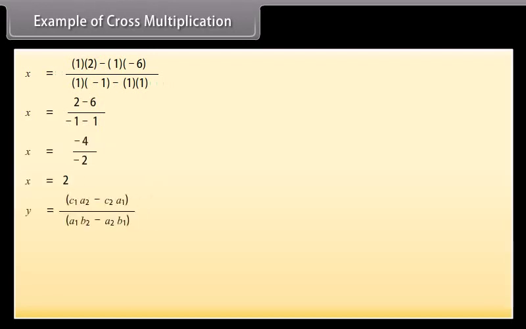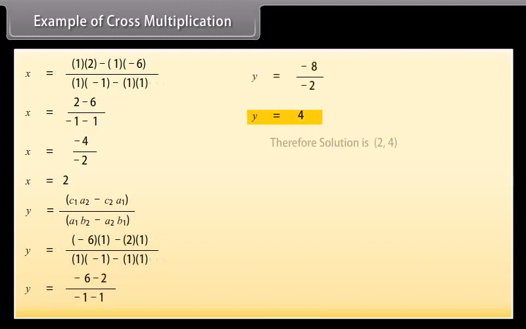y = (c1a2 − c2a1) / (a1b2 − a2b1). Now by substituting the values we get y = (−6 × 1 − 2 × 1) / (1 × (−1) − 1 × 1). By calculating we get y = 4. Therefore the solution is (2, 4).